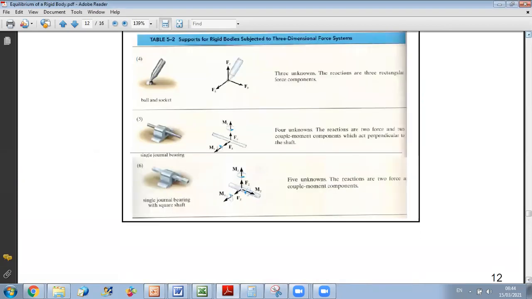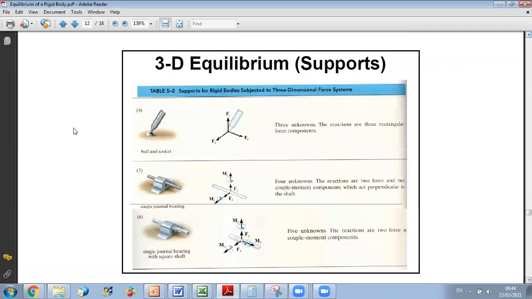The first one is the ball and socket joint. You can take as an example, let's say, a car's gear shift, before you move it: if you are not translating it, you are just rotating it around one point. This is a ball and socket joint. So you cannot displace it in X, Y, and Z because it is fixed to this point.